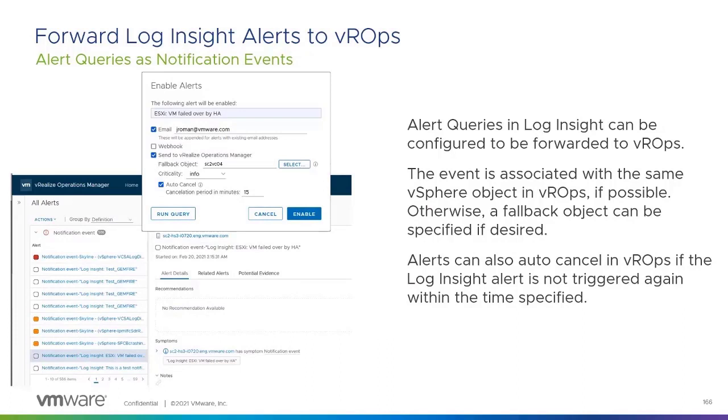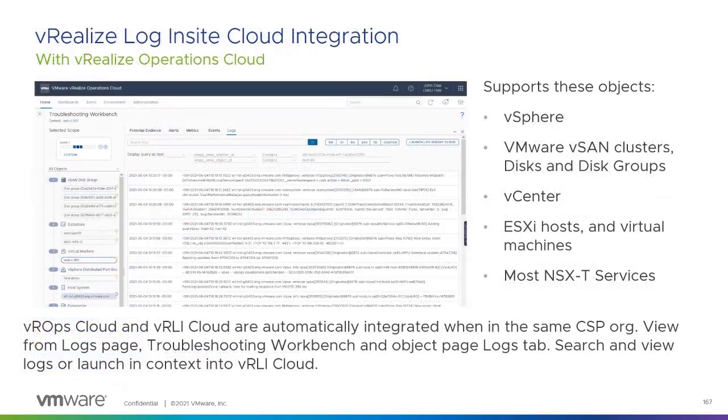Another way to enhance troubleshooting and monitoring with logs is by forwarding log alert queries from Log Insight to vROps. These appear as info alerts in vROps and will be associated with the same object in vROps as the log messages in Log Insight. Once you've configured an alert query, you can opt to have the triggered alert sent to vROps, provide a fallback object if a matching vROps object can't be found, and also optionally auto-cancel alerts in vROps if the alert isn't triggered again within a specified time period.